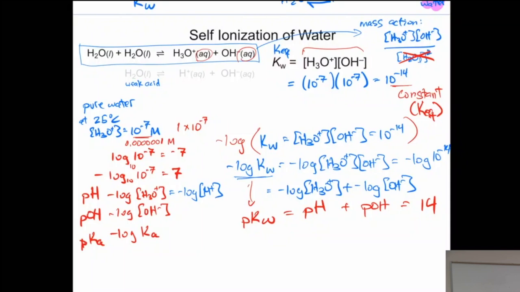H plus and H3O plus are essentially the exact same thing. But the textbook goes out of its way to never use H plus.